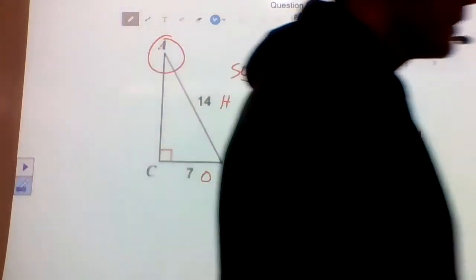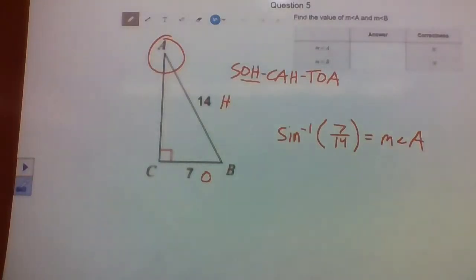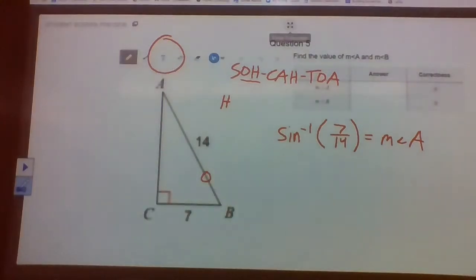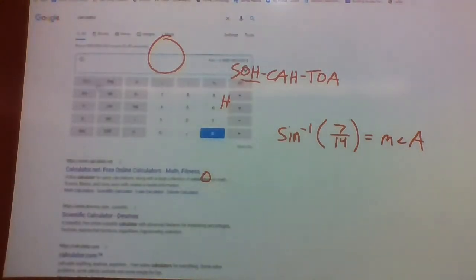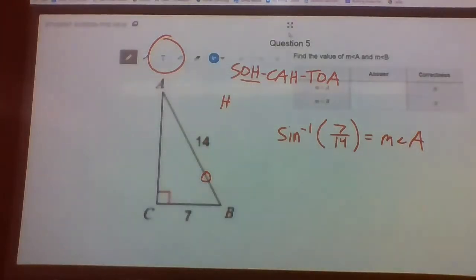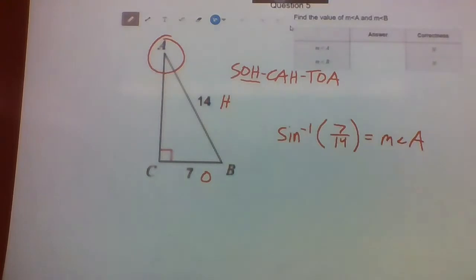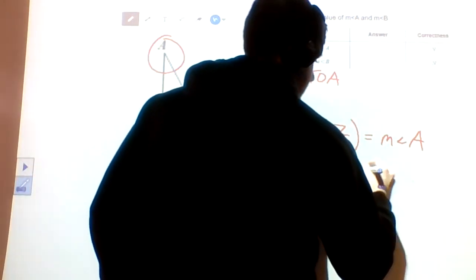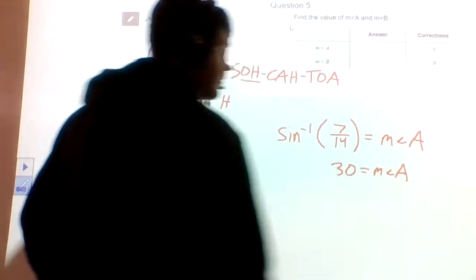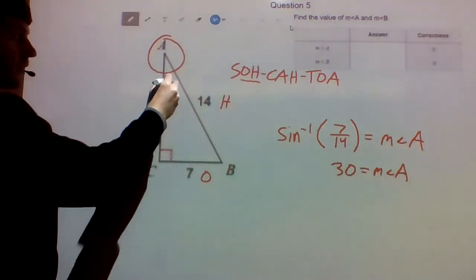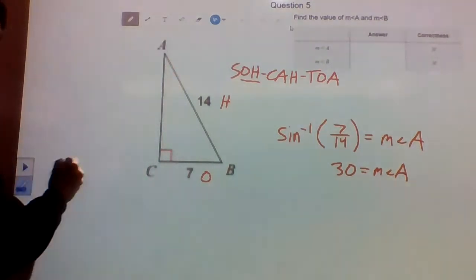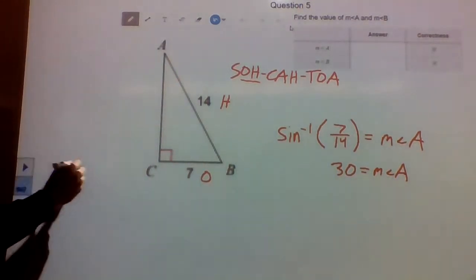Okay, so we go to our calculator and we've got to plug that in. Again, we want to make sure we're in degrees. Okay, we're in degrees. We're using inverse, so I'm clicking the inverse button. So sine 7 divided by 14, and that's going to give us 30 degrees. So 30 degrees equals the measure of angle A.